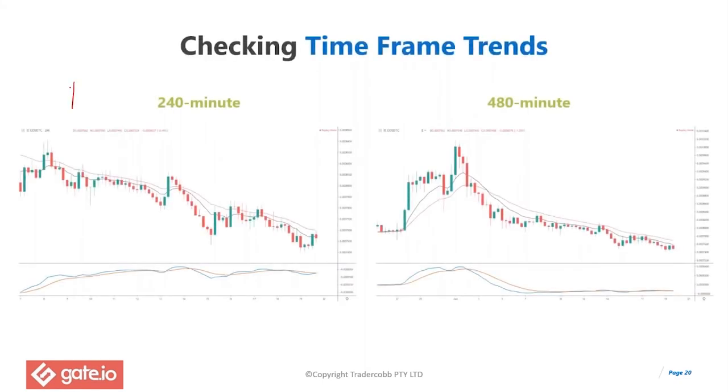This is our trigger chart, 240. Rule number 1, price must be trending on trigger chart and the next high time frame. Do we have trends on the 4-hour and the 8-hour? I'm not asking you to tell me yes or no. I'm asking you to make the decision and tick it based on what we've learned so far.